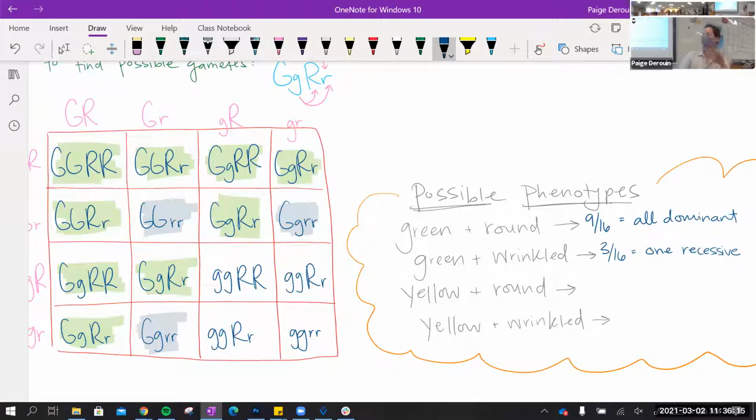So now maybe you're starting to see the pattern that's emerging, hopefully. Now we're going to look at the yellow and the round. So they have to have big R's, but small G's. So they're going to be this one, and this one. And that's going to be 3/16 too.